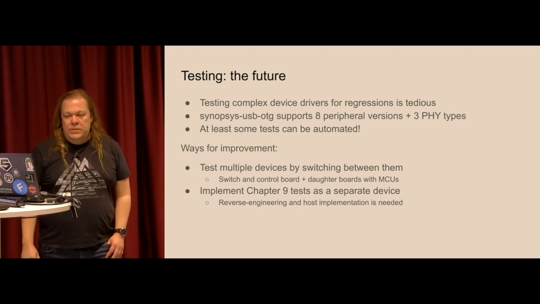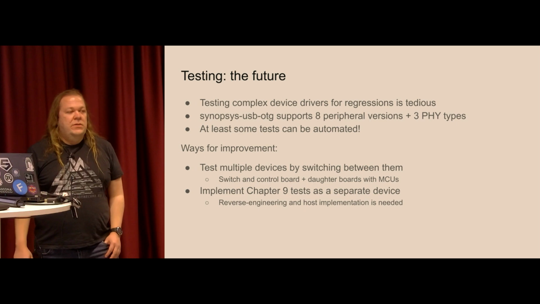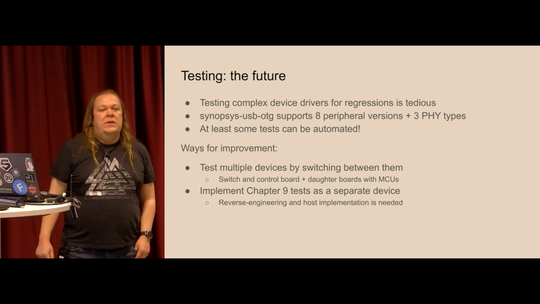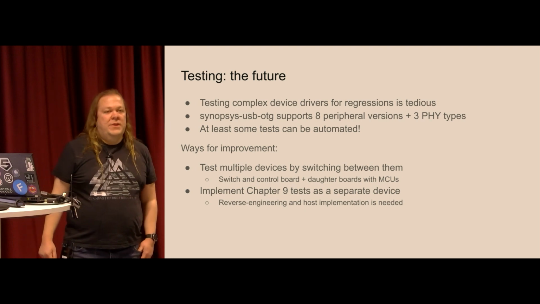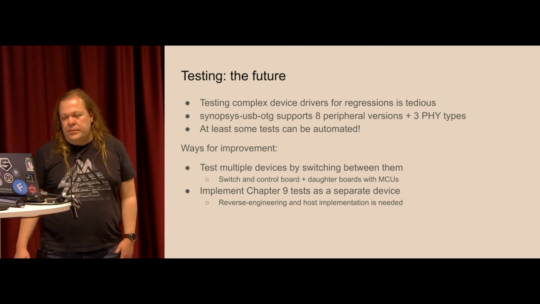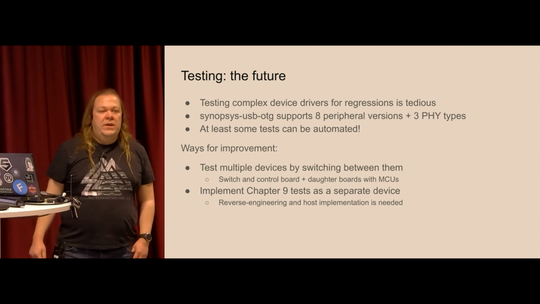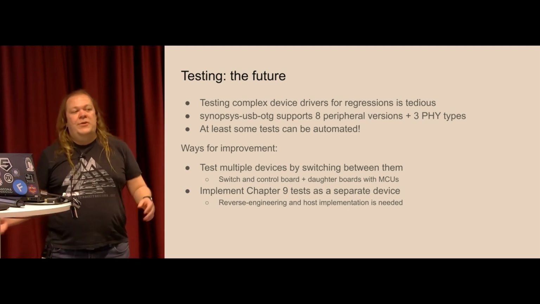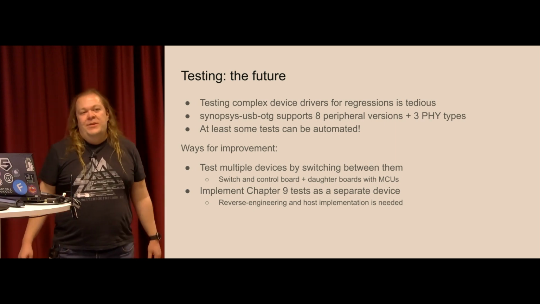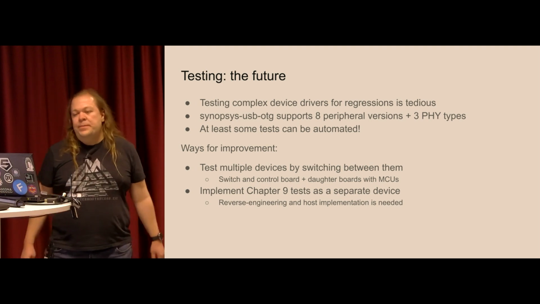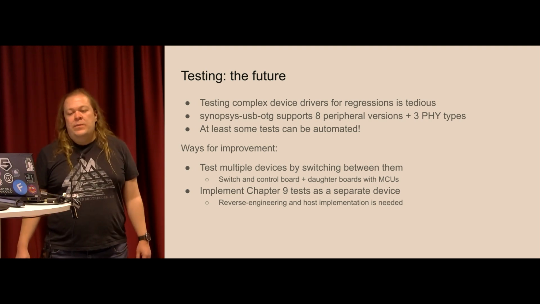So testing complex device drivers is really tedious. So when you have a driver which supports multiple microcontrollers or multiple peripherals, and you want to add another one, then how to test that no regressions happened. For example, the biggest driver, I guess so far, this Synopsys USB AutoGAA, supports 8 peripheral versions and 3 PHY types. Internal 1, internal 2, and external PHY. And you need to have all the hardware, ideally, to make sure that it still works. But at least some tests can be automated.